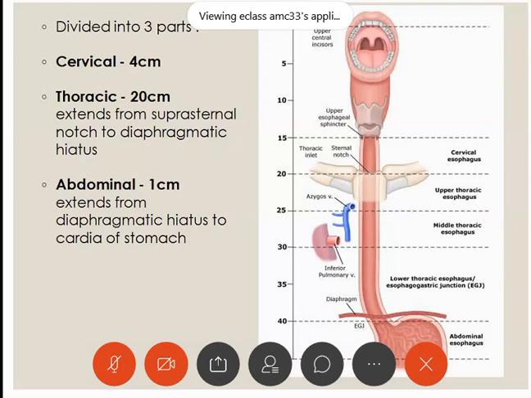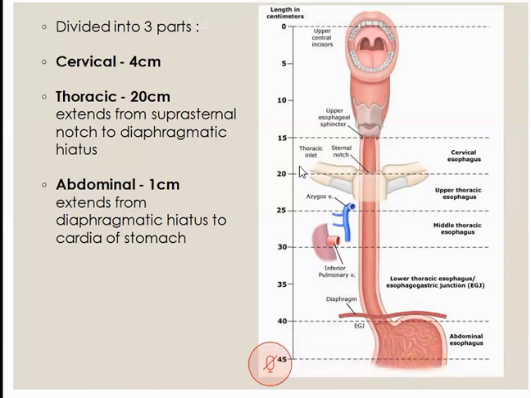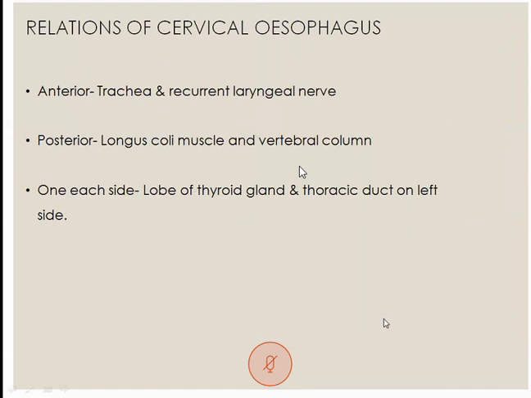From the suprasternal notch to the diaphragmatic hiatus, then you have the abdominal oesophagus. That is only about 1 centimeter from the diaphragmatic hiatus to the cardiac end of the stomach. See here you are seeing the oesophagus. This is upper thoracic, middle thoracic, lower thoracic. Then this part from the cardia is only 1 centimeter, which is the abdominal part.